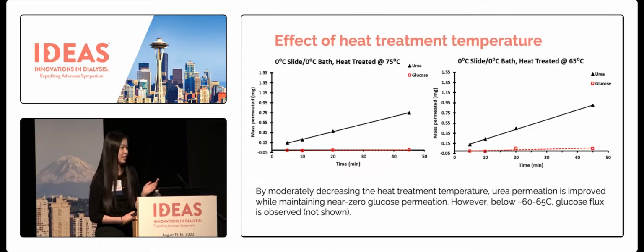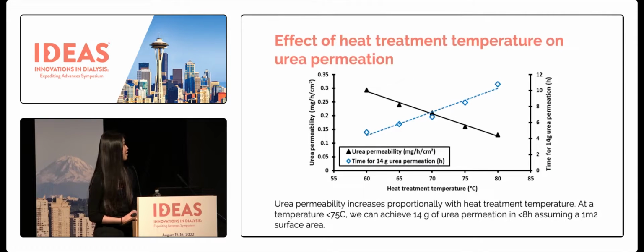So our next question was, heat treatment works in removing glucose permeation, but it also makes it harder for urea to pass through. So how can we simultaneously make sure that glucose does not get through, but make sure that urea is able to pass through as well? So here we looked at various temperatures. I've put 75 degrees and 65 degrees for the heat treatment temperature. And then we're able to improve incrementally the permeation of urea through the membrane. And this figure essentially summarizes that.